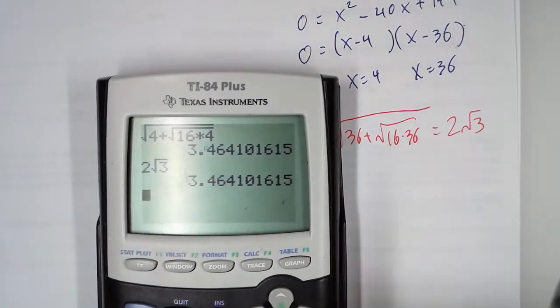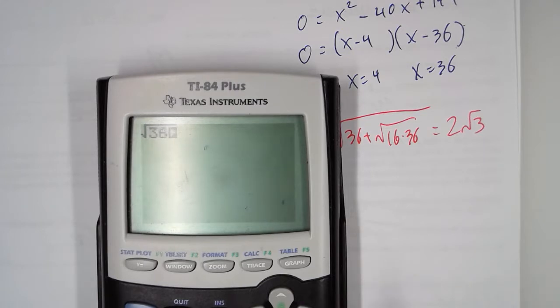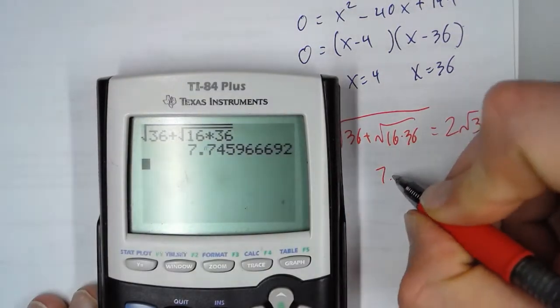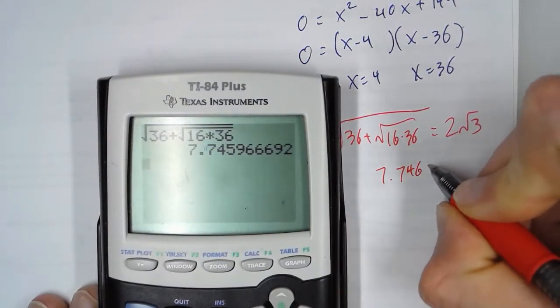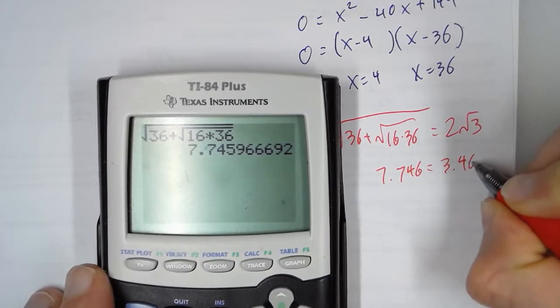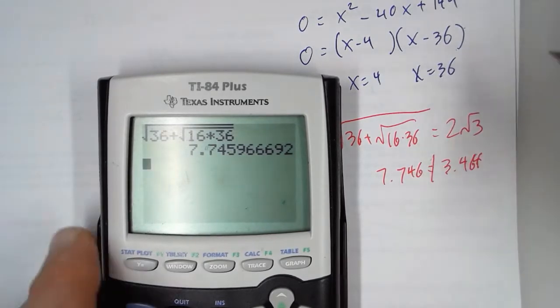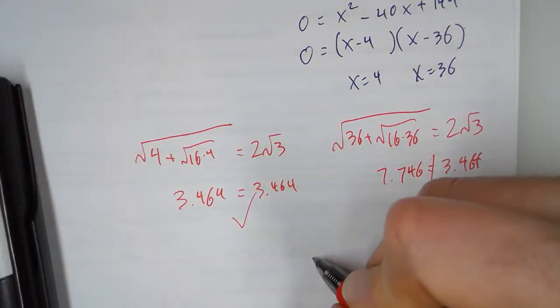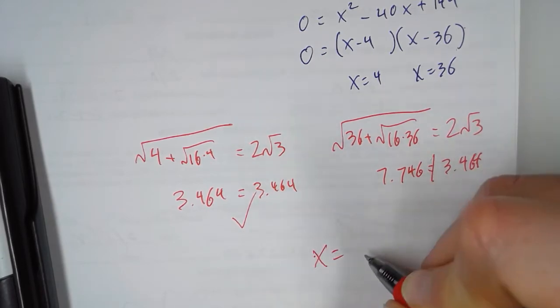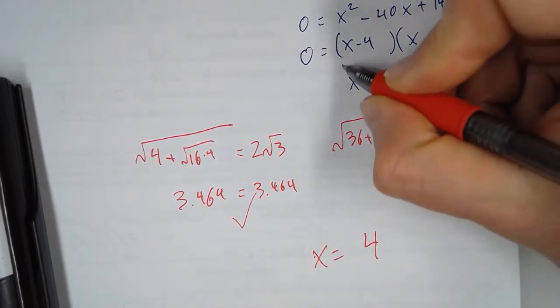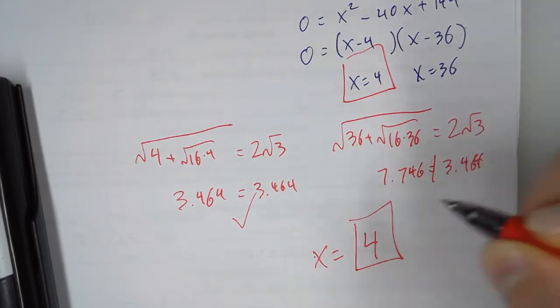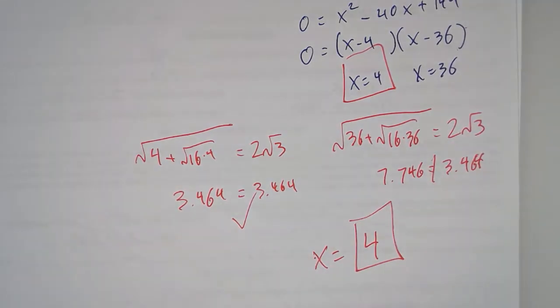But look what happens when I type the other solution in. Square root of 36 plus the square root of 16 times 36. We get 7.746, which is not equal to 3.464, which means our only answer is x equals 4, the number we plugged in here. So there's our answer, and we're done.